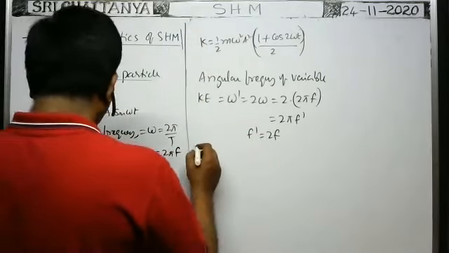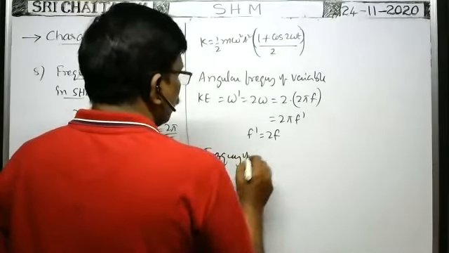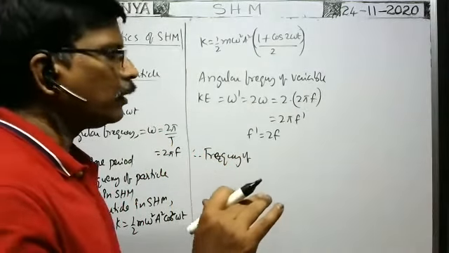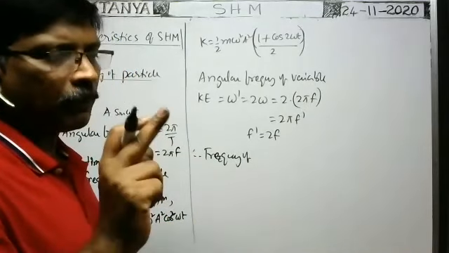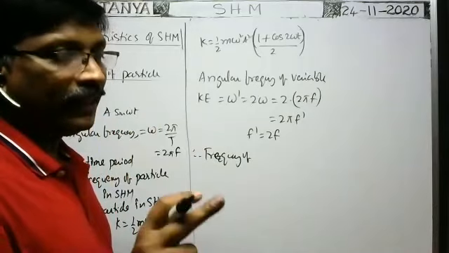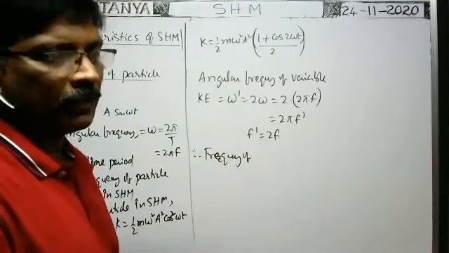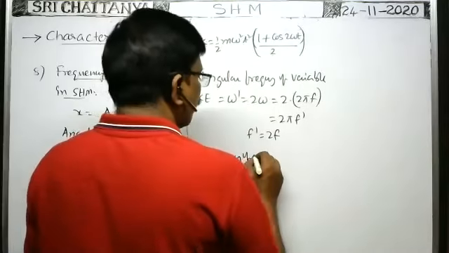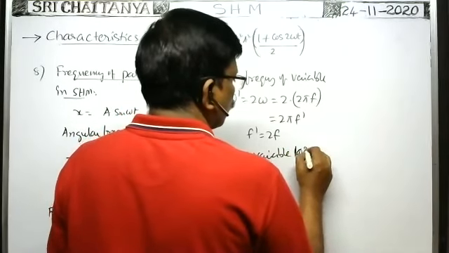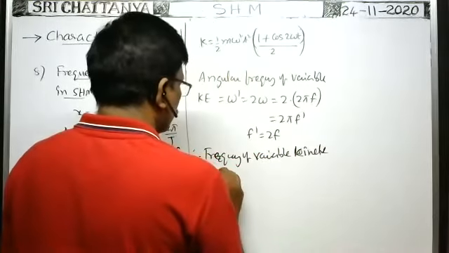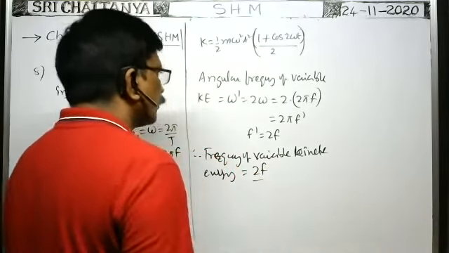Therefore, frequency of the variable kinetic energy means, suppose in a second the particle makes 10 oscillations, the kinetic energy of the particle varies 20 times. That means double the frequency. So frequency of variable kinetic energy is equal to 2 times the frequency of the particle.